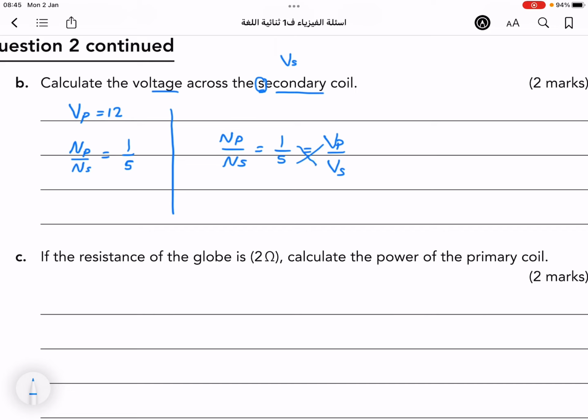Then we just multiply them side by side. Then VS times 1 is VS equals 5 VP, and this equals 5 times VP, which is 12. Finally, VS equals 60 volts. 5 times 12.